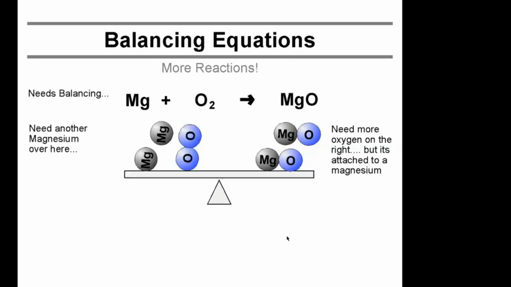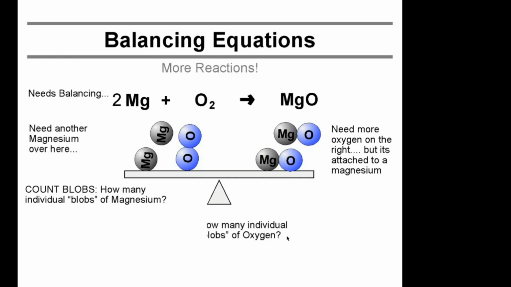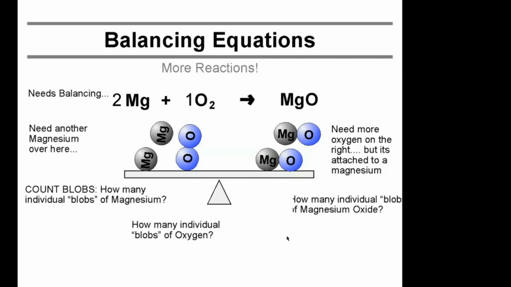And if we do, then my scale is balanced, and I can now count blobs or individual elements. And here we go. How many blobs of magnesium do we have? 2 of those. We have 1 O2 blob, right? And we don't have to write the 1, but we do. And we have 2 MgO blobs. Count those. And here you have it. There is your balanced chemical reaction right there.